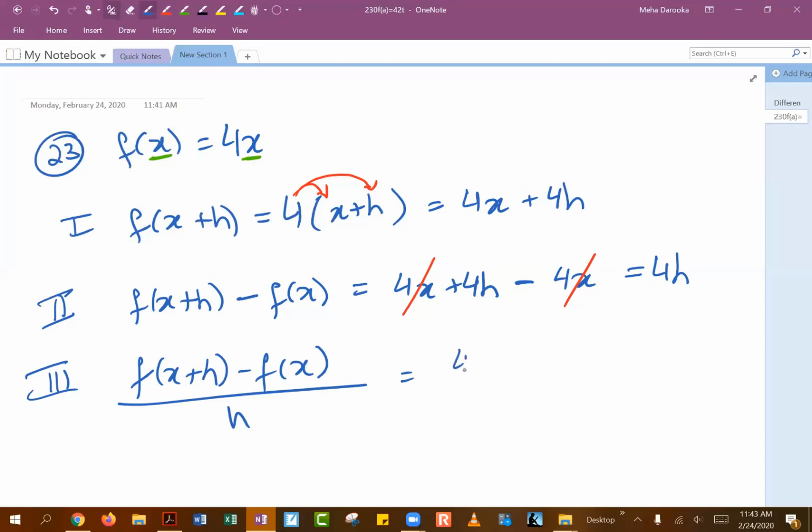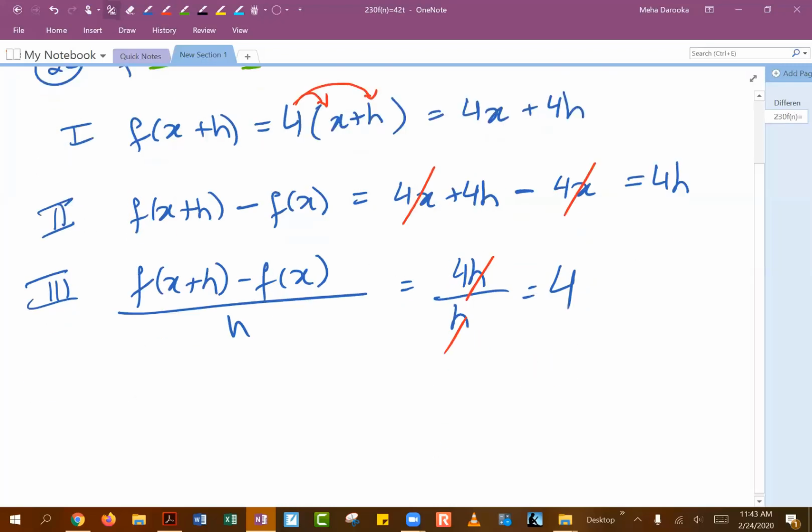And then the last step was taking this answer, divide by h, which gave us, there you go. The h and h cancel out.